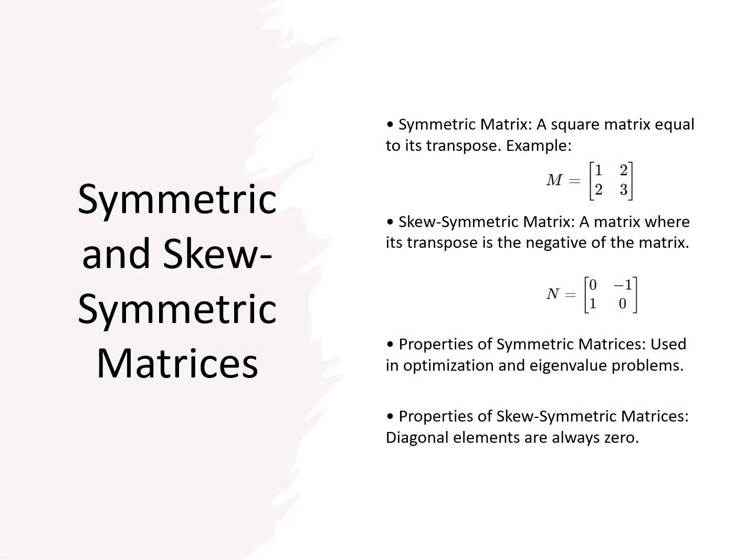This slide is about the symmetric and skew symmetric matrix. These matrices are two special types of square matrix. A symmetric matrix is one that looks the same when flipped across the diagonal. It equals its own transpose. A skew symmetric matrix is the opposite: flipping it makes every number the negative of what it was. Also, the diagonal entries in a skew symmetric matrix are always zero. These types show up in physics, optimization, and even machine learning.